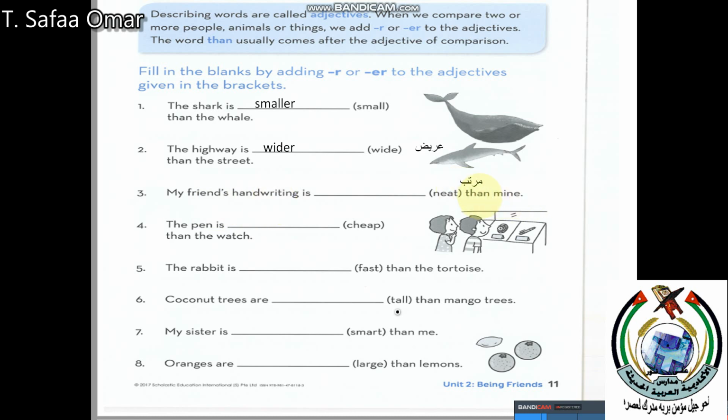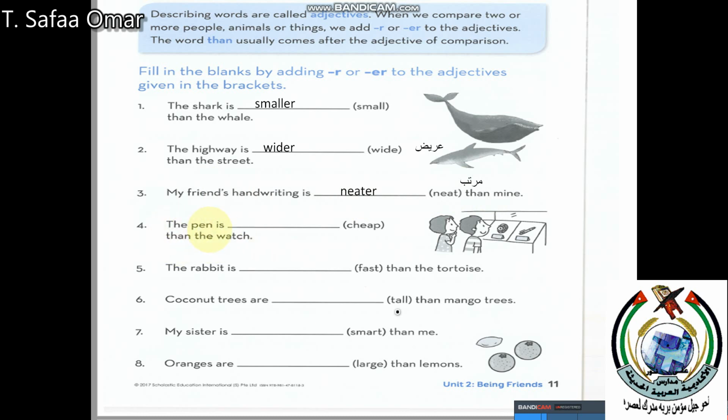We have than also here. So we are going to compare between two things. Two things, ER. Two things, two letters. We are going to add two letters, ER. So neat with ER will be neater. My friend's handwriting is neater than mine. أرتب.